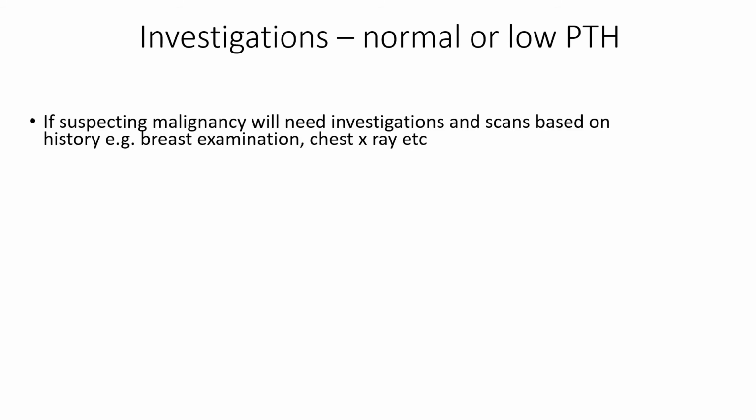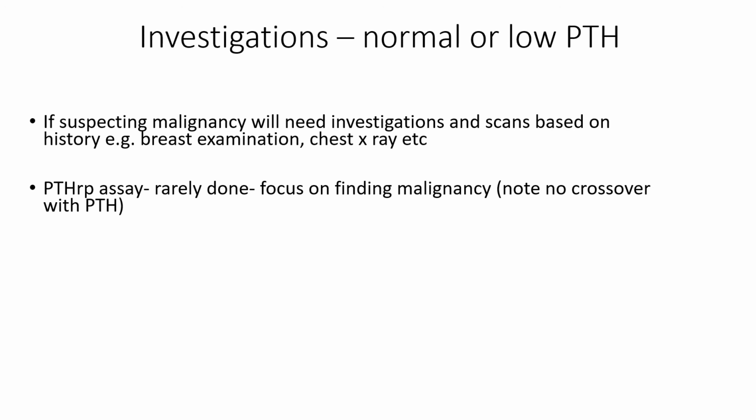On the other pathway, we've got low PTH, or normal with a convincing suspicious history. So if you're suspecting malignancy, we need to go hunting for malignancy. So at the bedside, you can do breast examinations, chest x-rays, that sort of thing. Maybe tempted to do a PTH-RP assay, that's a related peptide. These are actually rarely done. The focus should be on finding the cancer.